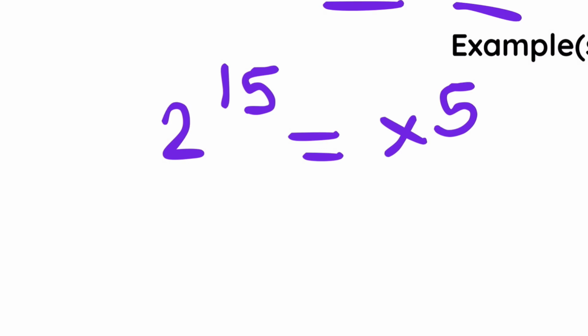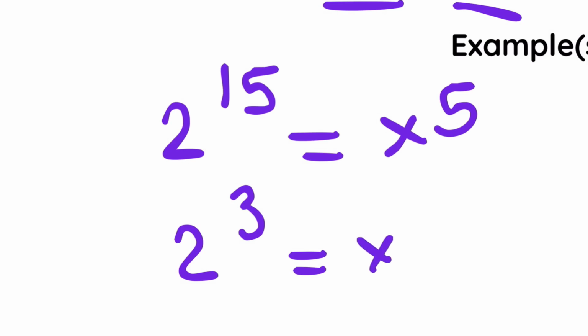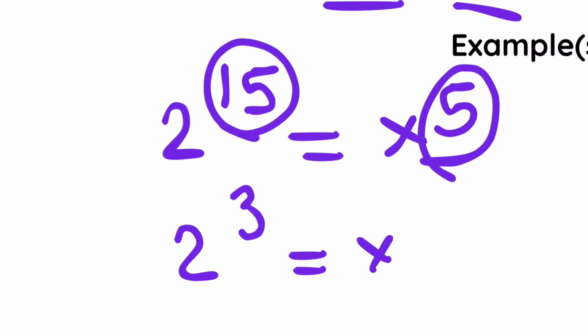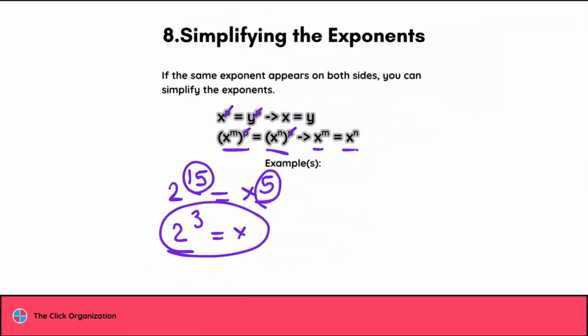Let's have an example. 2 to the power of 15 equaled to x to the power of 5. This will be 2 to the power of 3 equaled to x. Do you know why? Because I found the GCF of these two numbers. You know how simplification works, right? We find the GCF and then we divide both of them by their GCF. Their GCF was 5, so that's why I divided them by 5, and it will be 2 to the power of 3 equaled to x to the power of nothing, x itself. And yeah, this is the 8th rule.